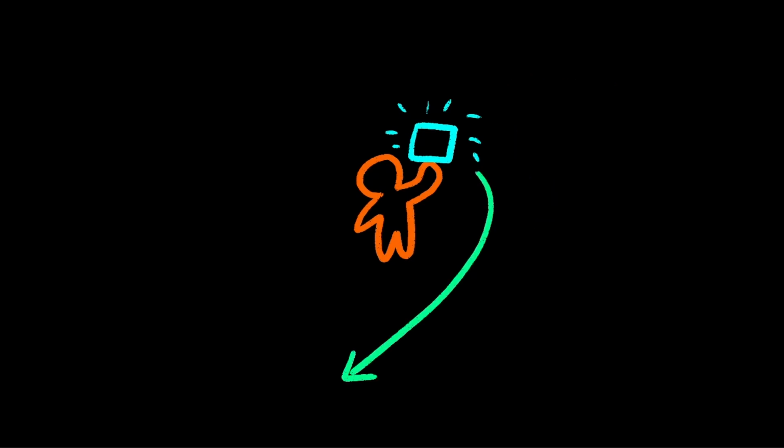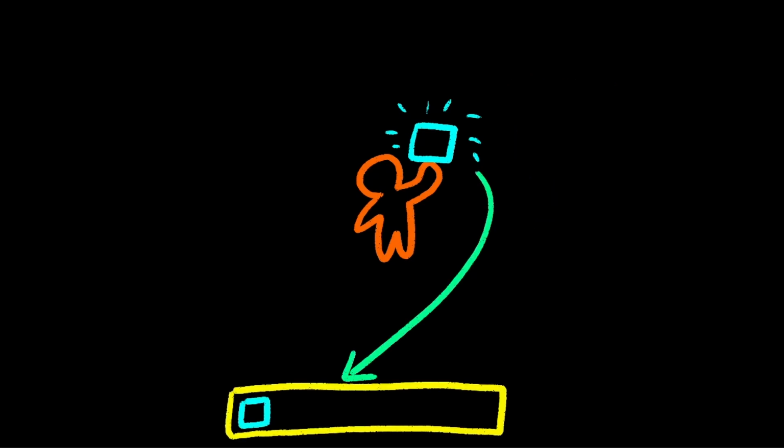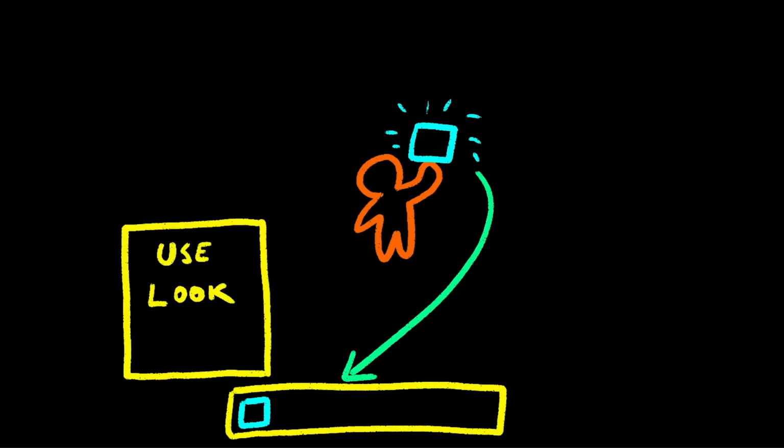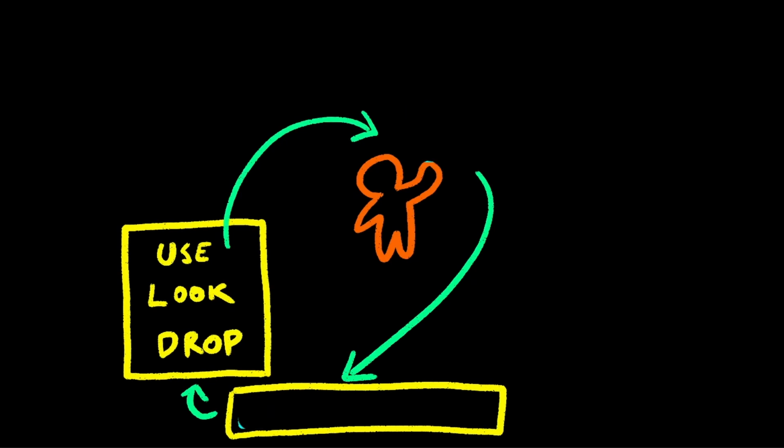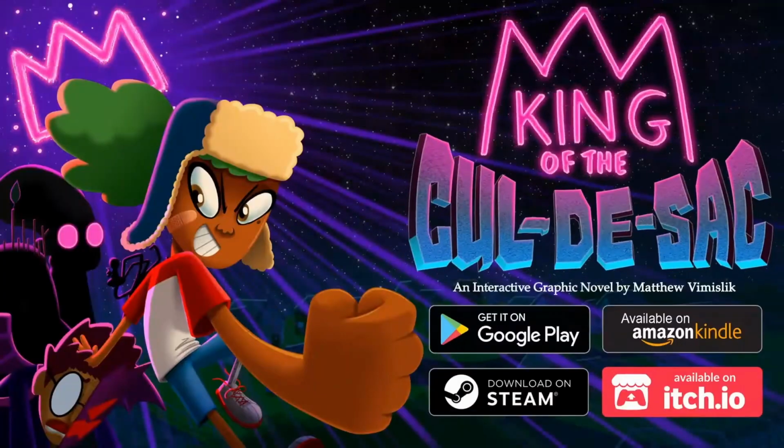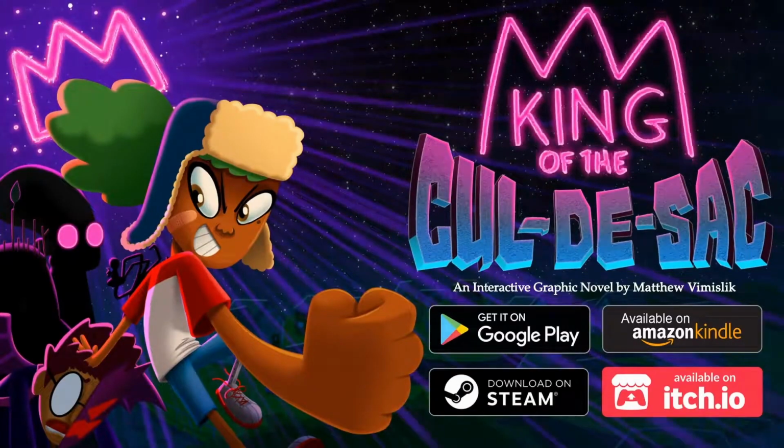For the inventory system, it's more about figuring out how you want the player to interact with, see, and consider the items they've collected, and most games will have multiple different inventory systems for distinct groups of items. For instance, in my game King of the Cul-de-sac, I have the player in a loop.